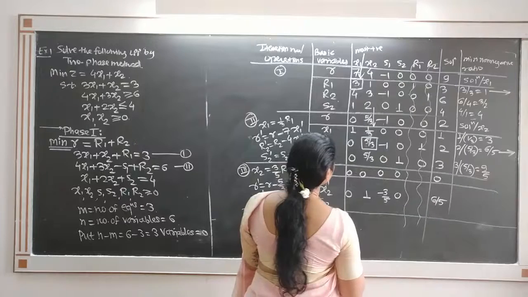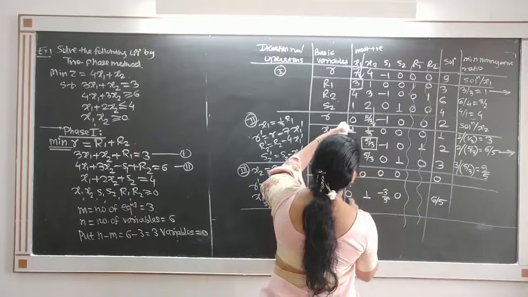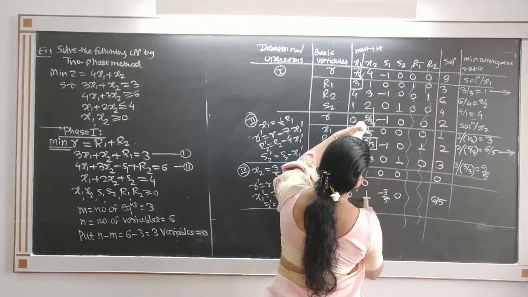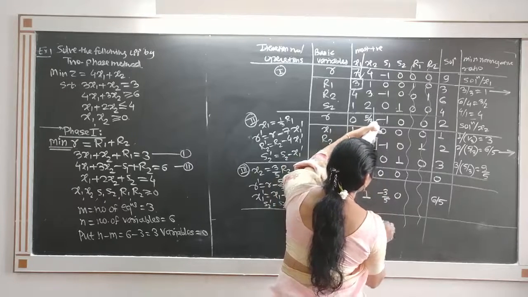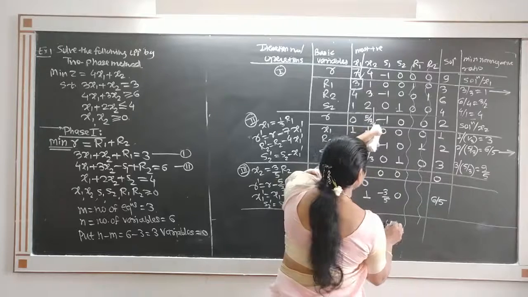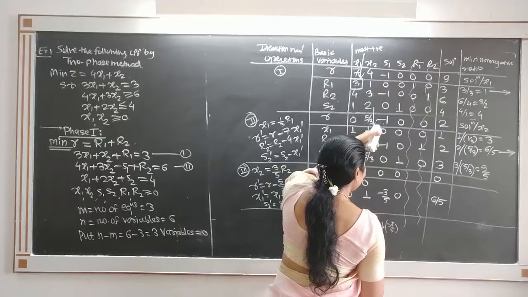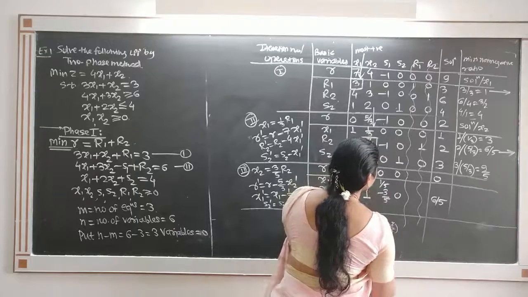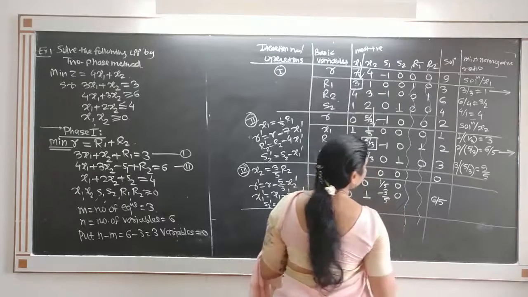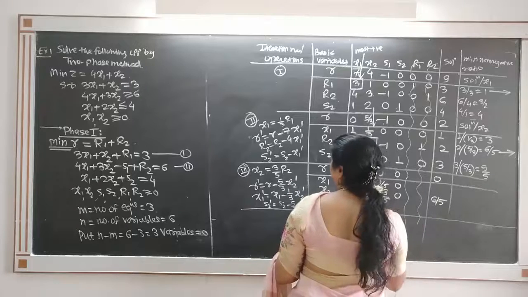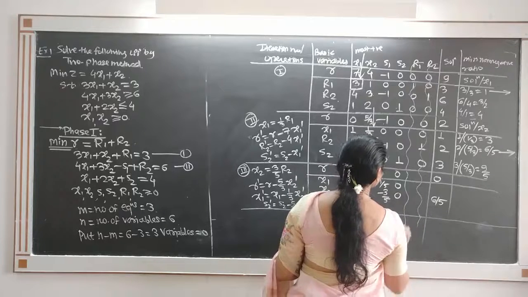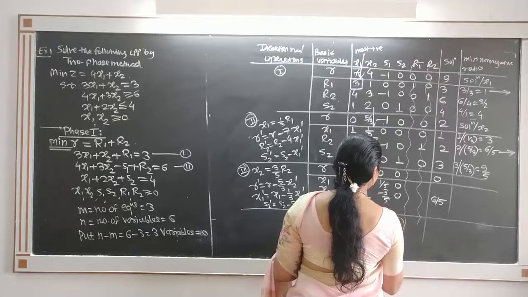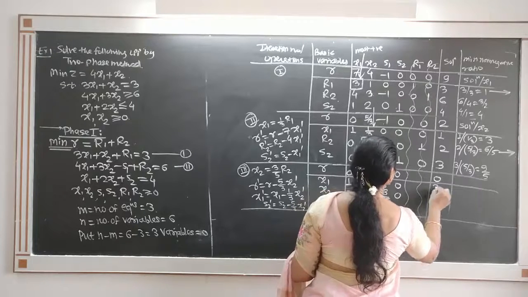x1 minus 1 by 3 x2 dash: x1 minus 1 by 3, 1. 1 minus 1 by 3 minus 1 by 3, 0. 0 minus 1 by 3 times minus 3 by 5. Minus minus gets cancelled, plus 1 by 5. 0. And 1 minus 1 by 3 times 6 by 5. 1 minus 2 by 5, that remains 3 by 5.